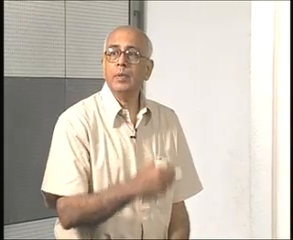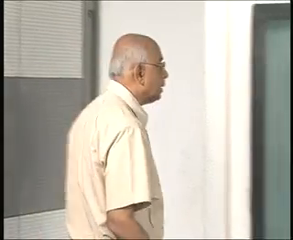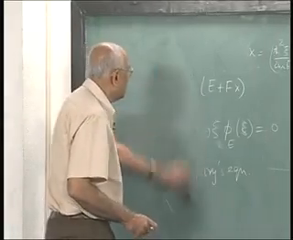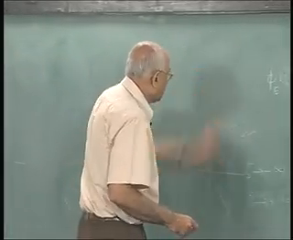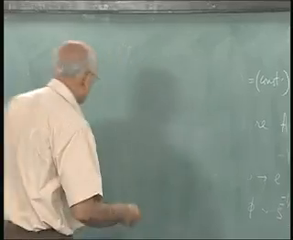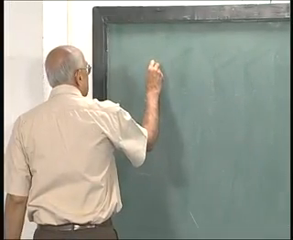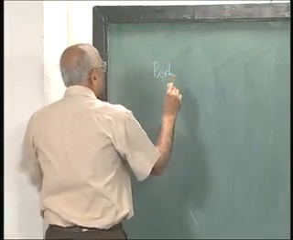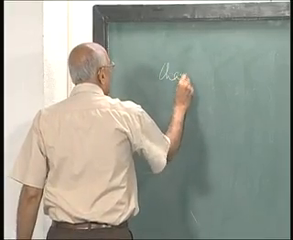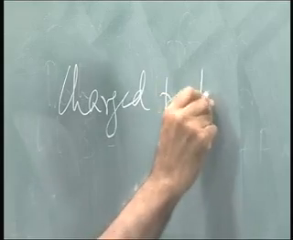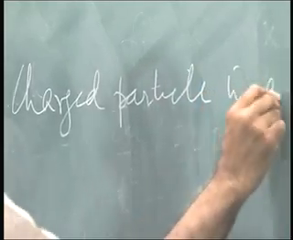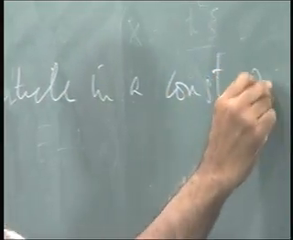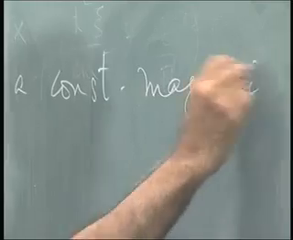Now that we have seen what happens in a constant electric field, let us see what happens in a magnetic field. I put a magnetic field and look at a particle moving in a 3-dimensional space. This is a more non-trivial problem. So let me write: charged particle, of course, in a constant magnetic field.